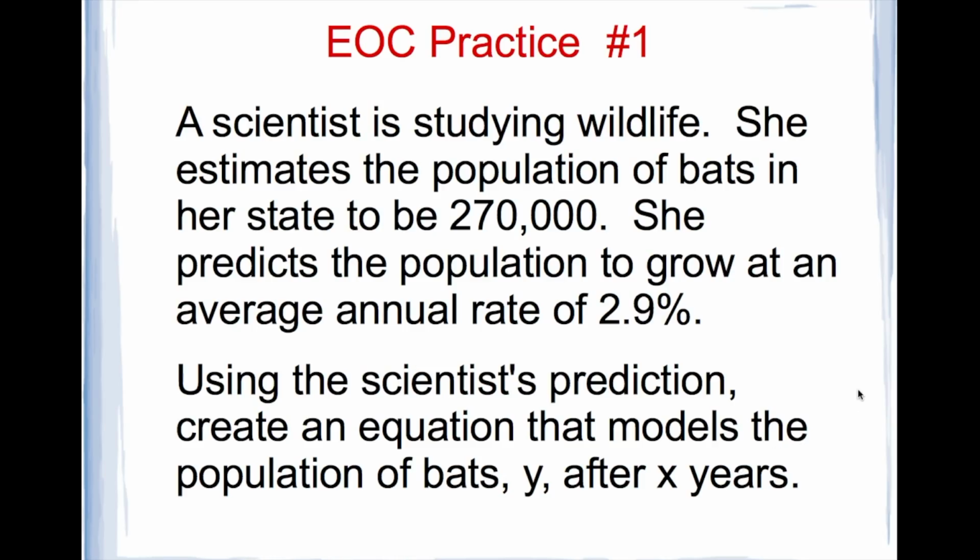Here's the EOC practice. These are actual sample problems that they have on the state website. A scientist is studying wildlife. She estimates the population of bats in her state to be 270,000. She predicts the population to grow at an average annual rate of 2.9%. Using the scientist's prediction, create an equation that models the population of bats, called Y, after X years. So we must use Y and X to be correct. We'll have you check your answer in a couple slides.